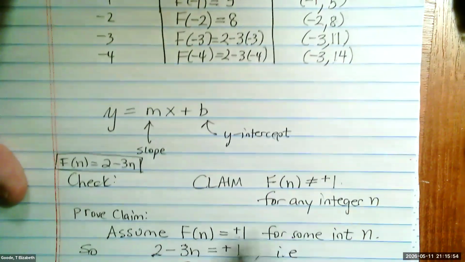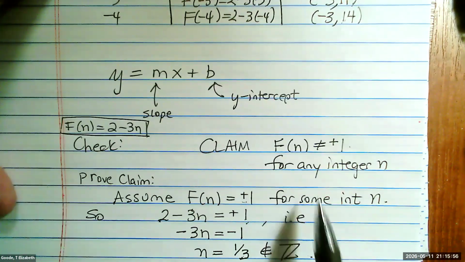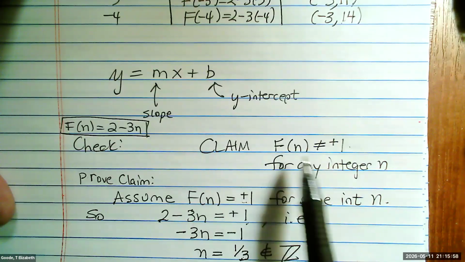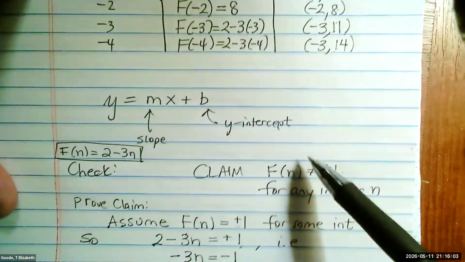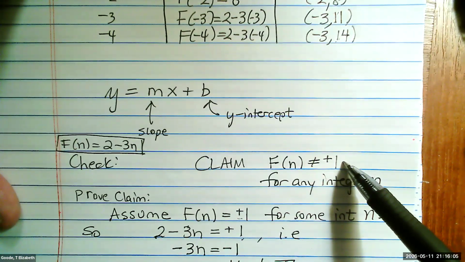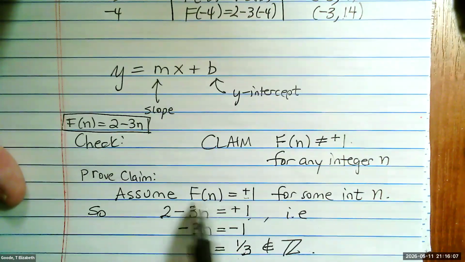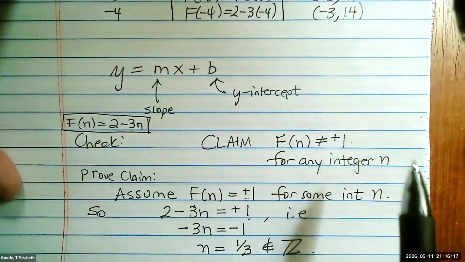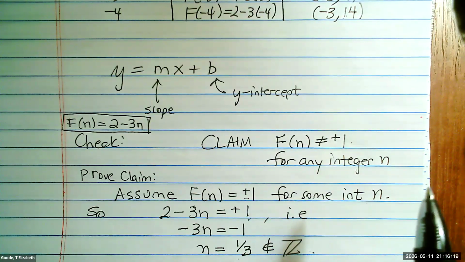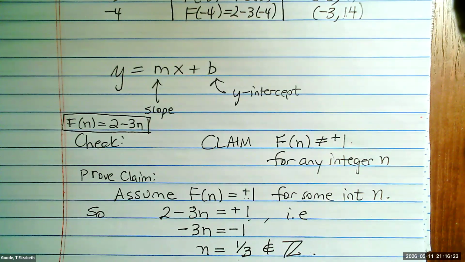And that should help you be able to see, oh, I'm not going to hit some of the y's. Let me pick one for sure that I think I'm not going to hit. Assume that I do hit it and then show why you can't, because it would take a number that's not an integer to hit the positive 1 in the codomain. That should help you with the other parts of problem 5.